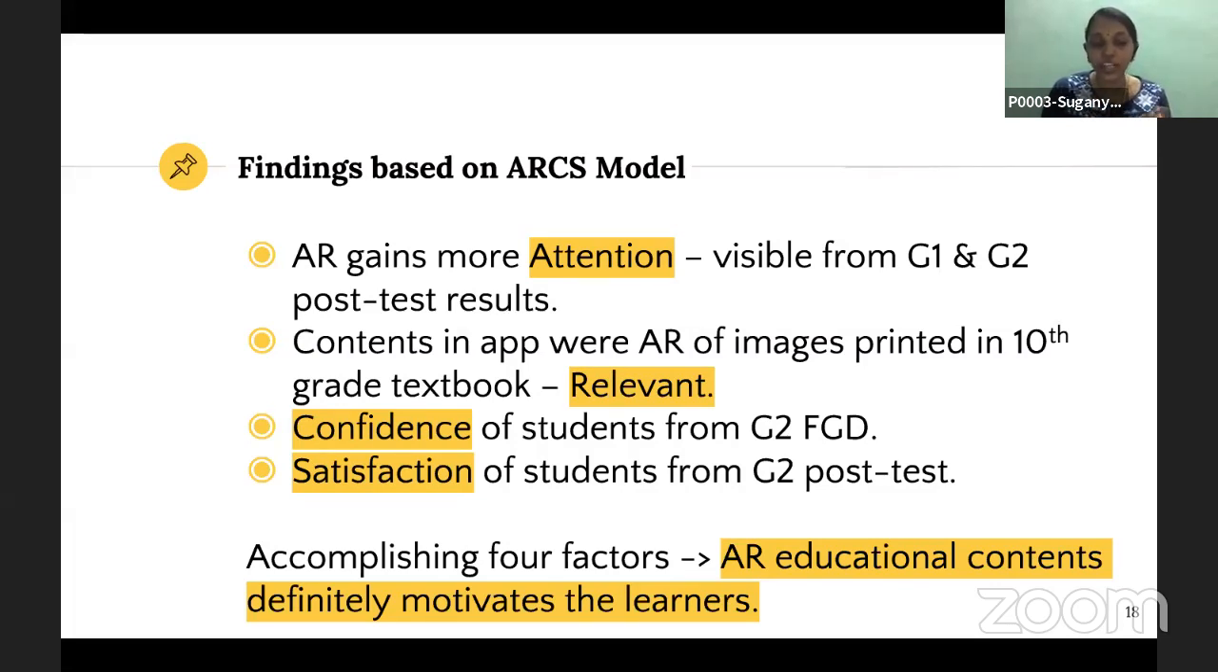and focus group discussion. The contents in the TN Schools Live app were the 3D augmented reality objects of the images printed in the 10th grade textbook. So AR contents were relevant and useful to the learners and motivate them to study with better understanding. From the focus group discussion, the confidence of the students towards answering the questions they learned through AR and their willingness to learn other subjects using AR was discovered. Finally, the post-test summary clearly witnessed the satisfaction factor of the learners using AR, accomplishing all the 4 factors of Keller's ARCS model. AR educational contents definitely motivate the learners to a greater extent.